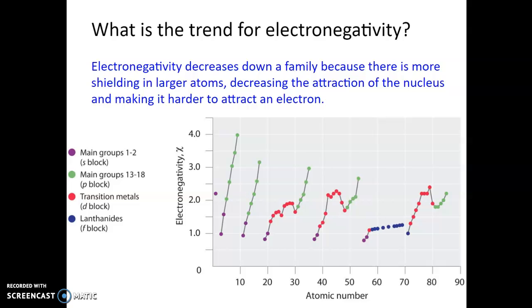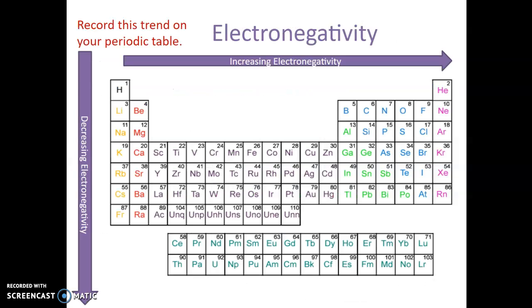Basically, that's it. So you can put this trend on your table: increasing electronegativity from left to right due to the increasing strength of the nucleus, and decreasing electronegativity down the table due to increased amounts of shielding.